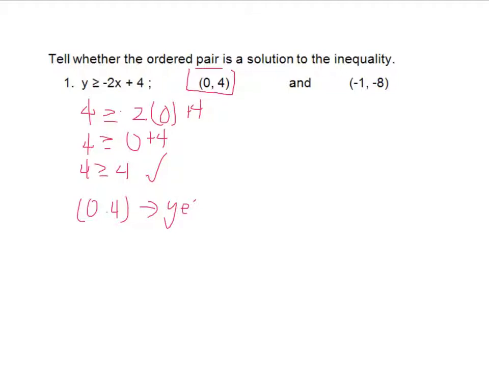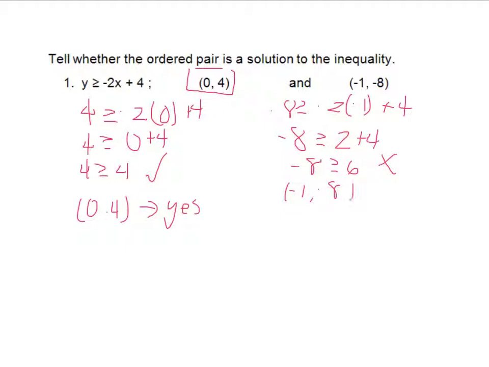So yes, 0, 4 is a solution. I'm going to write yes right there. Alright, let's try the same thing with negative 1 and negative 8. I'm going to take negative 8, plug it in for y, is greater than or equal to negative 2 times negative 1 plus 4. Negative 8 is greater than or equal to 2 plus 4. So negative 8 is greater than or equal to 6. That is not a true statement. So negative 1, negative 8, no, that is not a solution.